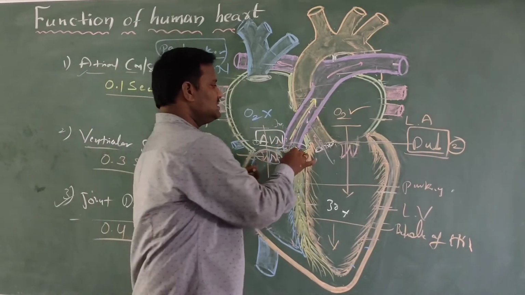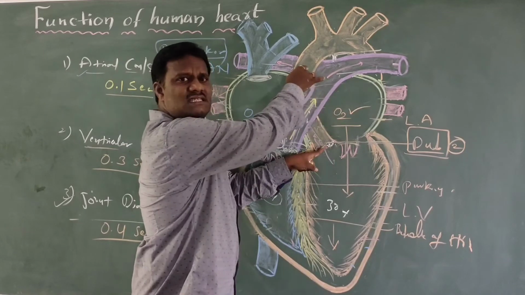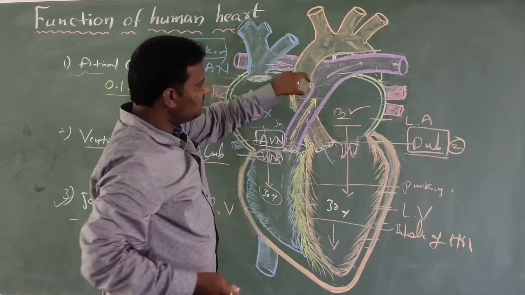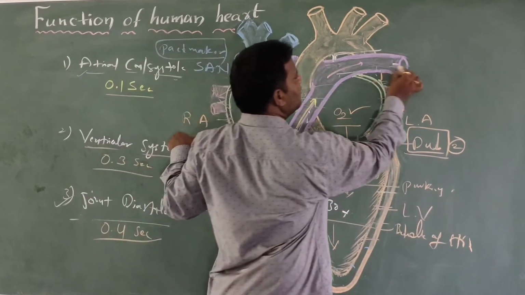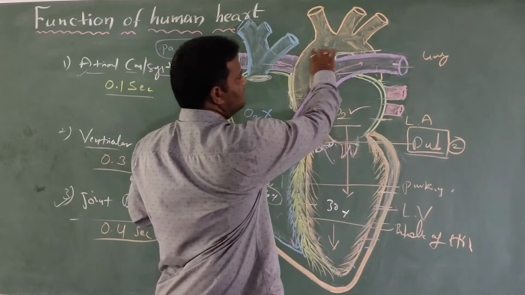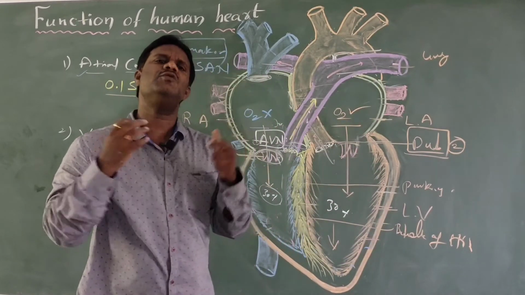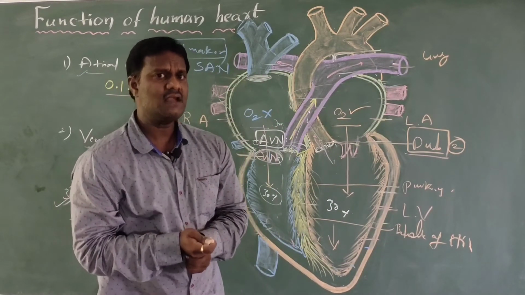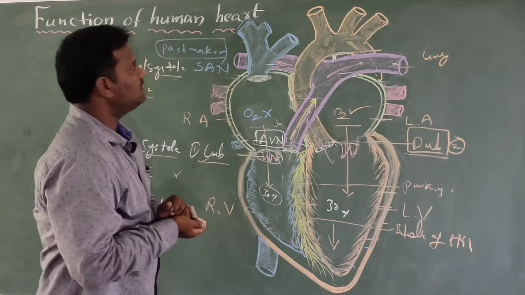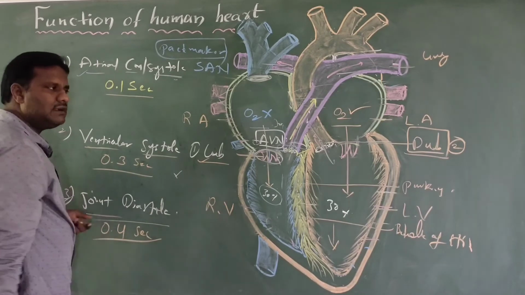So this is called the pulmonary artery, and this is called the aorta or systemic arch. The waste blood reaches directly to the lungs, and the fresh blood passes directly to each and every cell in the human body. Clear, Nana? Next one, the third point, joint diastole.